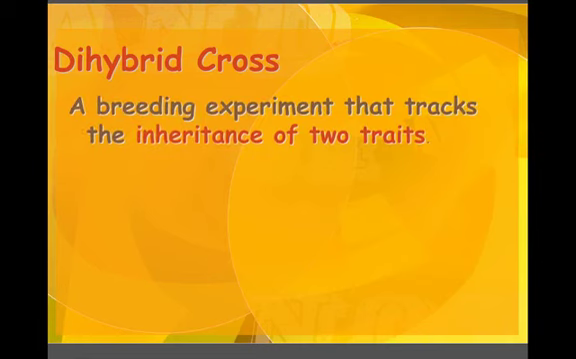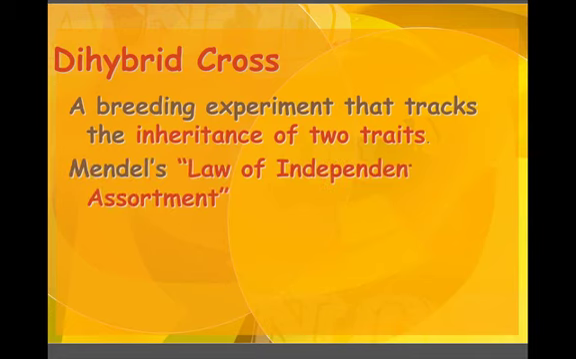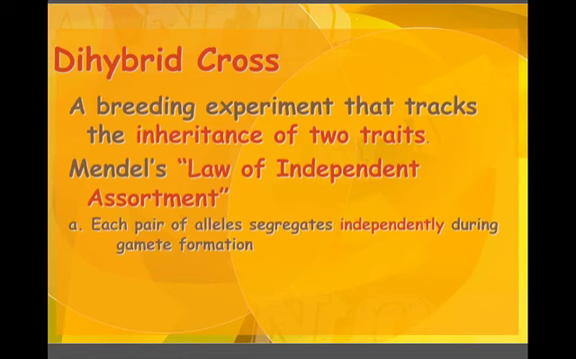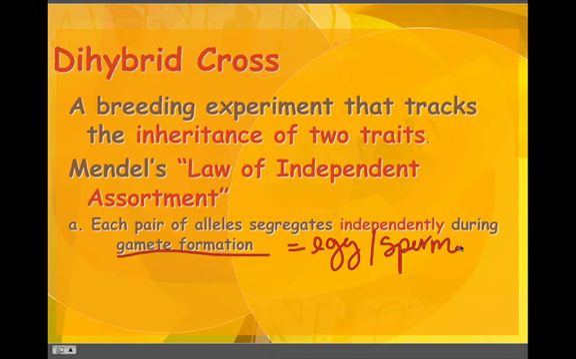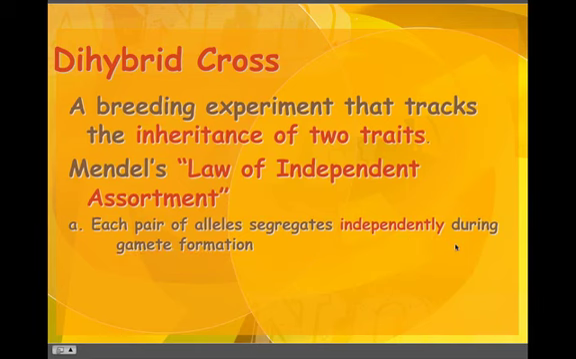So a dihybrid cross is a breeding experiment that tracks the inheritance of two traits. Mendel's law of independent assortment states that each pair of alleles segregates independently during gamete formation. And if you remember, gametes are egg and sperm. The formula, if you were to mathematically calculate, is 2^n, with n being the number of heterozygotes.